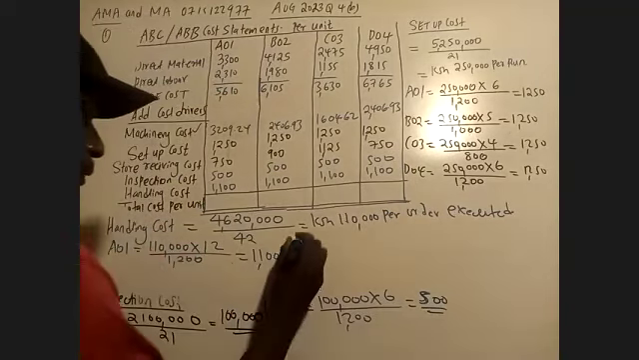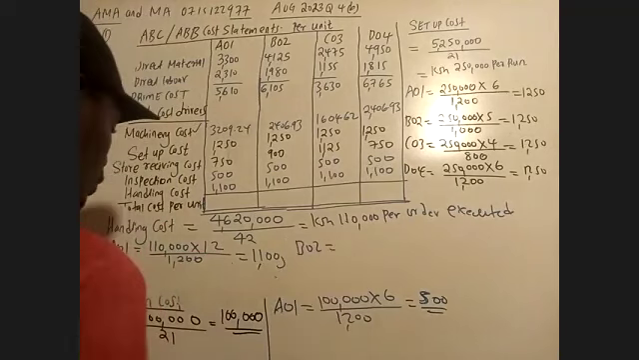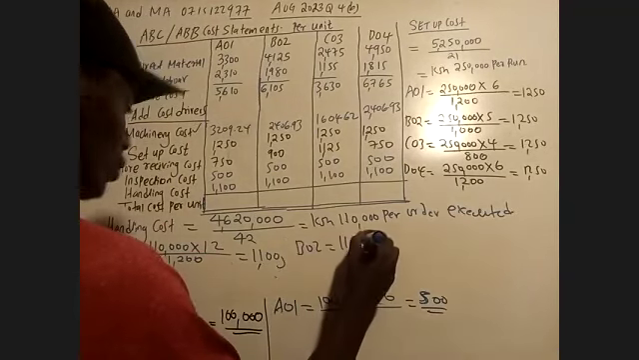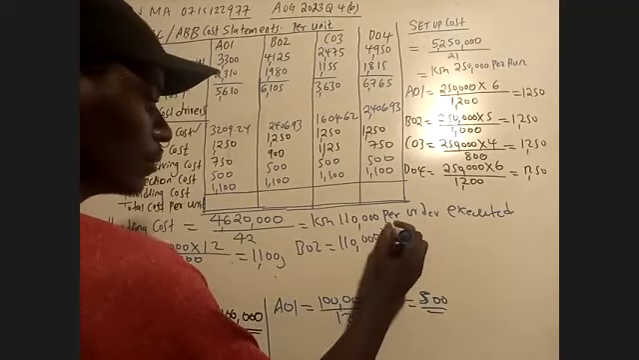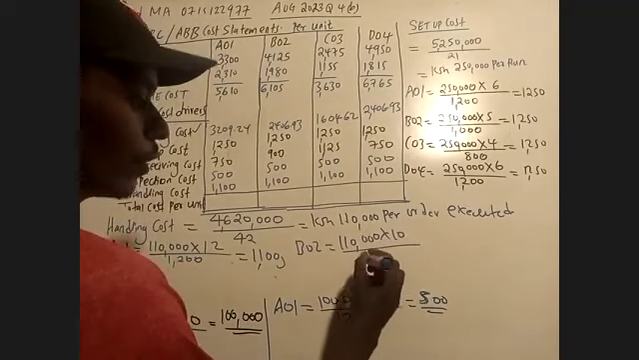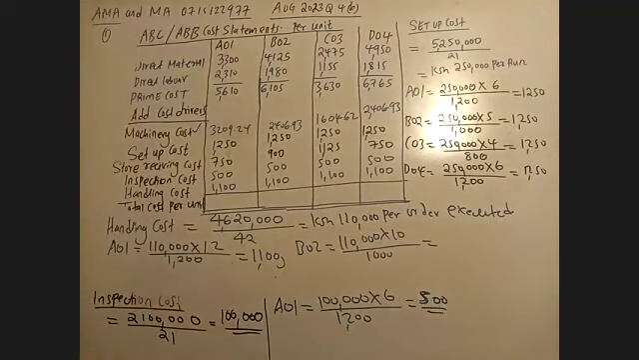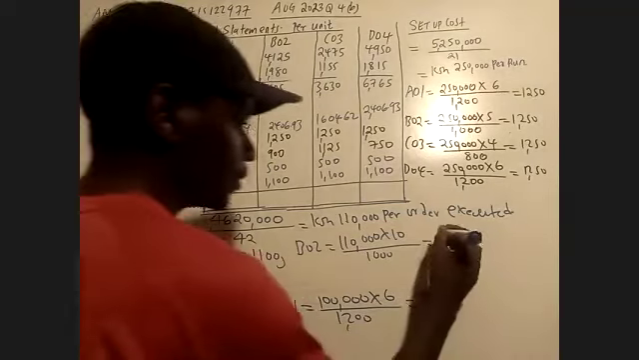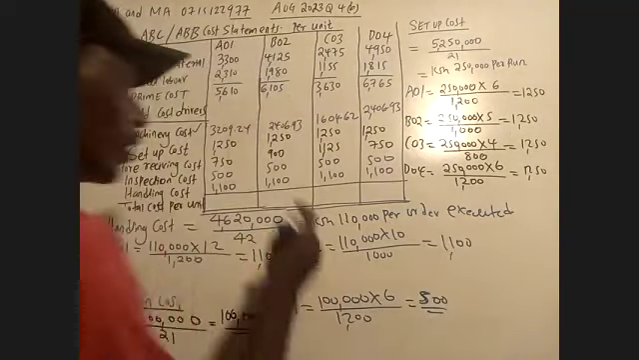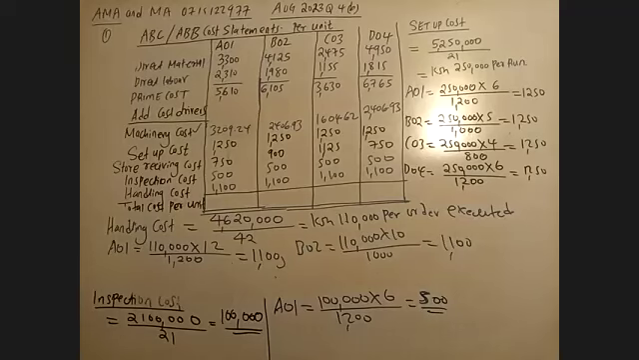Now let us do for B02. 110,000 times 10. We divide it by 1,000. Itapatia 1,100. So 110,000 times 10 divided by 1,000 is 1,100. Now that is all about the ABC.